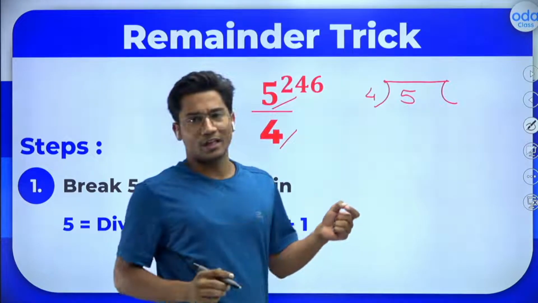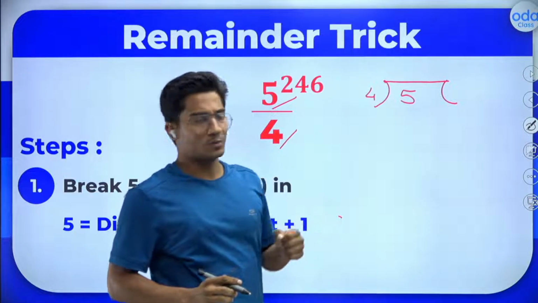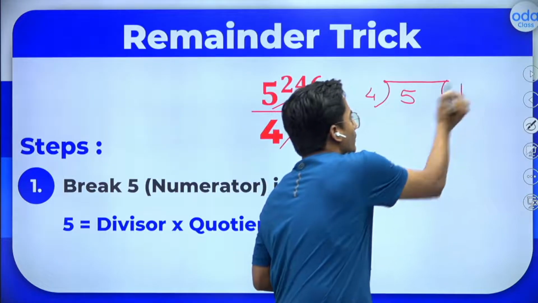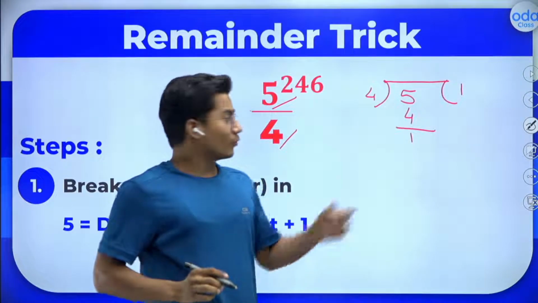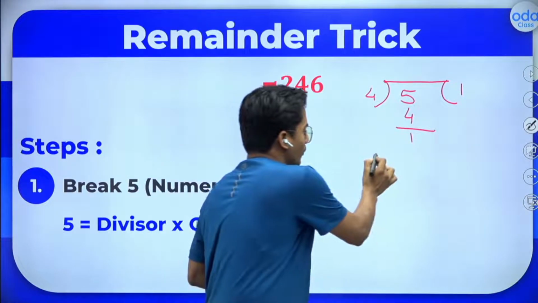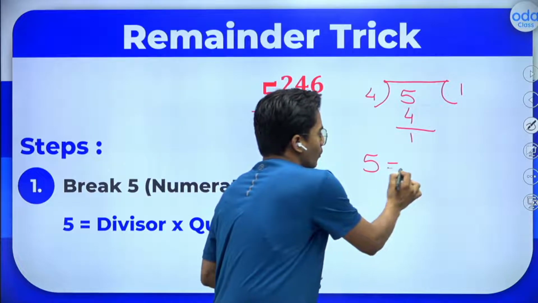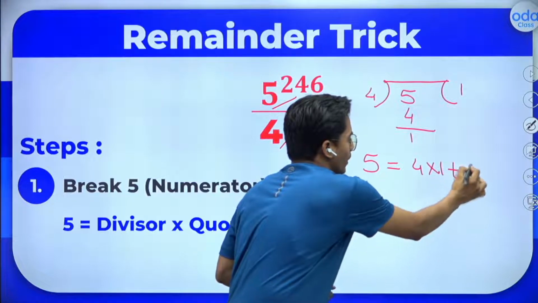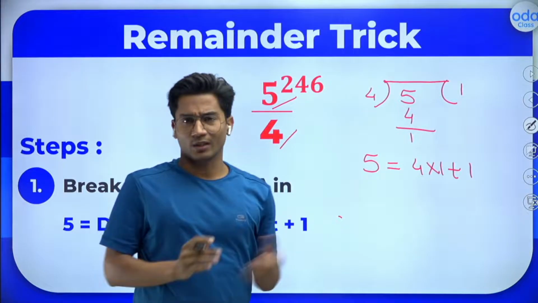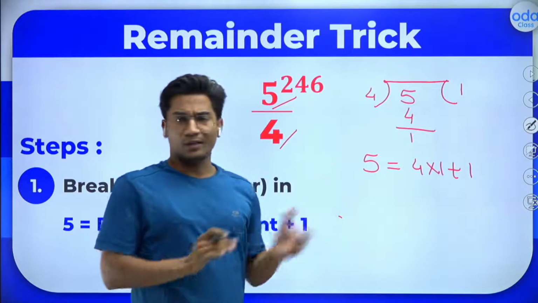I just want to give you an idea. I know that you all are champions in this part. So you can write it here 1, right? So 4, then we have got 1 here. Fine. So from here, we can represent 5 equals 4 into 1 plus 1. That's how easily we can write it, right?